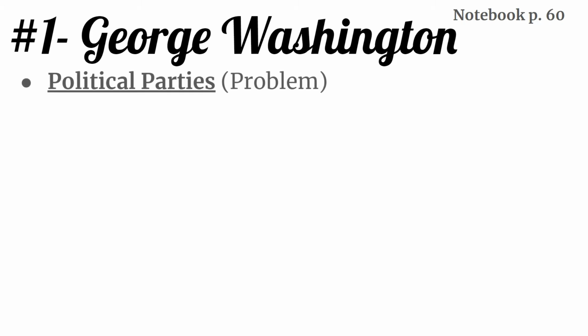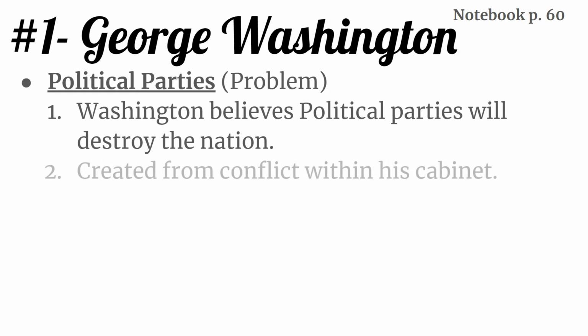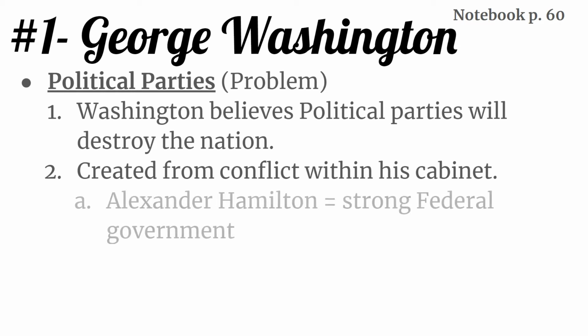Another problem is political parties. George Washington did not believe in political parties. In fact, in his farewell address, he's going to say that political parties are going to destroy the country. And George Washington is the only president to not belong to a political party. Now, political parties, as I said earlier, are going to be created from conflict within his cabinet. You're going to have Alexander Hamilton, who wants a strong federal government, a strong national government.